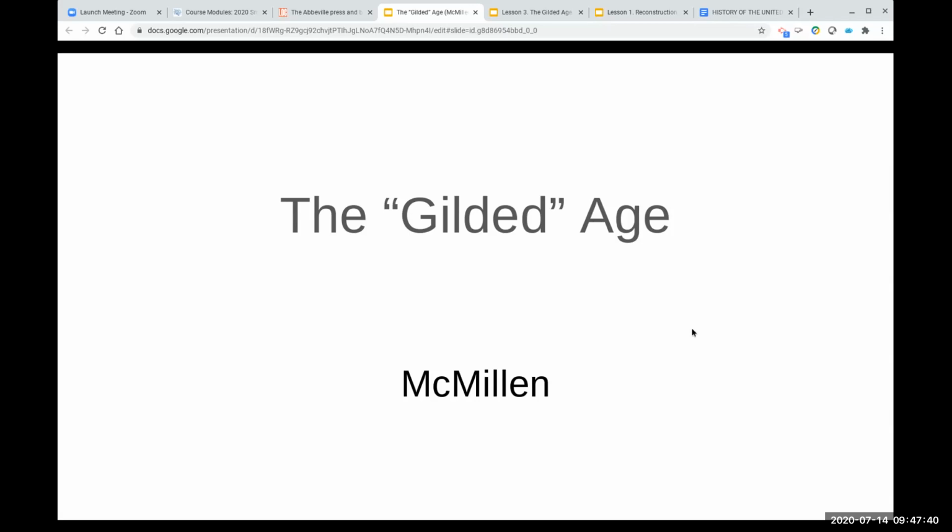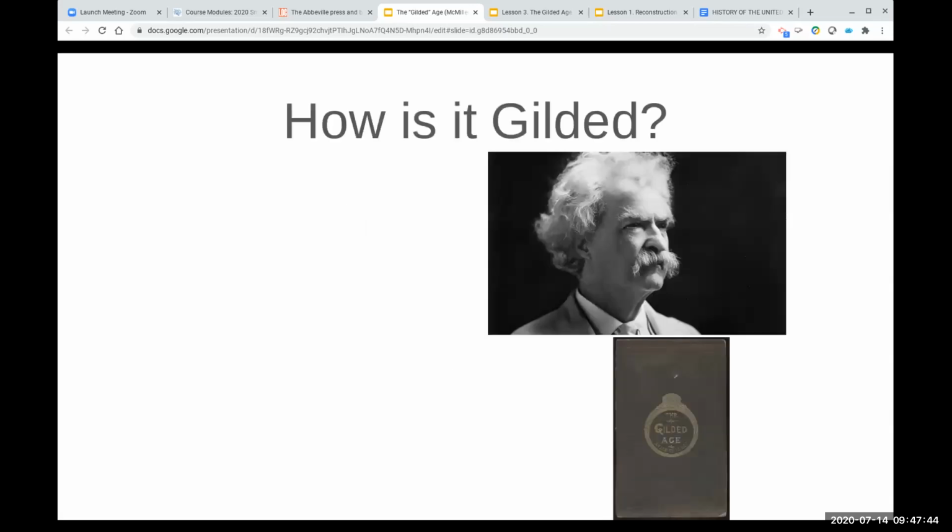So when we talk about the Gilded Age, we are starting in a period of US history where the US is rising to power. The US is getting more and more wealthy, and the US is involving itself with the affairs of other countries to a much greater extent than it did before. And you might ask yourself, wait a second, why is this age gilded? What does it mean to be gilded?